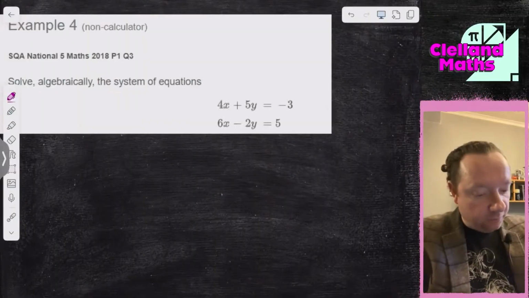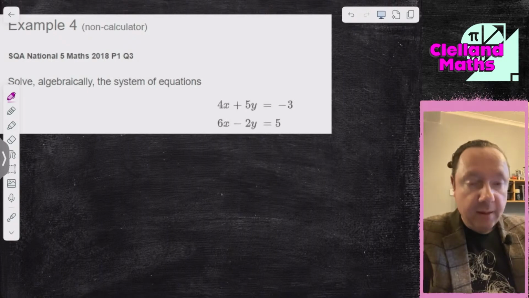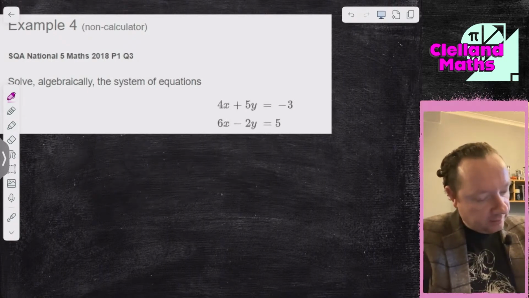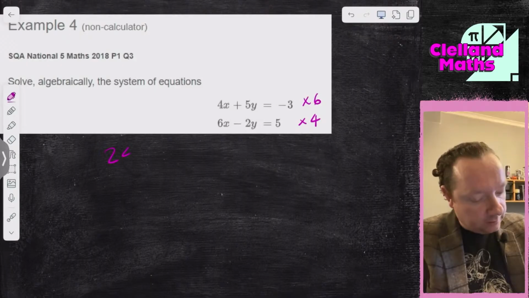Okay, we're back. So it's example 4, SQA National 5 Maths 2018, Paper 1, Question 3. Solve these systems of equations. Let's make the x's the same to be on the safe side. So times by 6, times by 4. 6 4's is 24x. 6 5's is 30y.